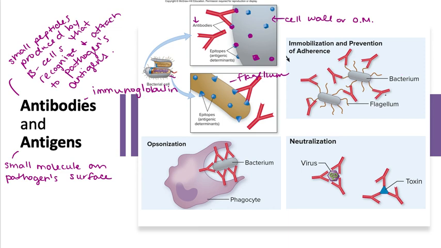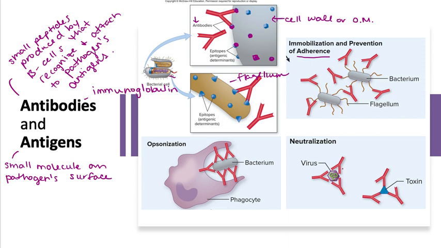Antibodies can also have other important roles. So if antibodies are attached to bacterial flagella, that will inhibit movement, and it can also prevent the adherence of that pathogen to our host tissues. And so adherence is one of the important stages of causing infection, and movement can also be critical in the human body as well. So if bacteria are unable to move, they may be more likely to be hunted down by our white blood cells.